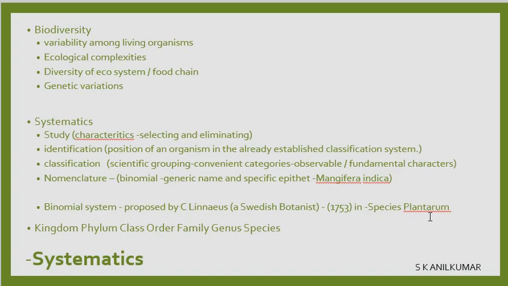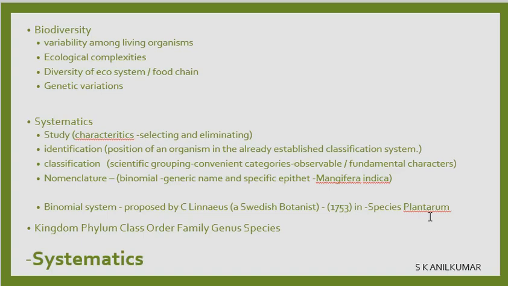The binomial system was proposed by Linnaeus, a Swedish botanist, as early as 1753. Linnaeus was living some 200 or 300 years ago, and at that time itself binomial nomenclature was proposed. He wrote a book called Species Plantarum, in which he used this concept.